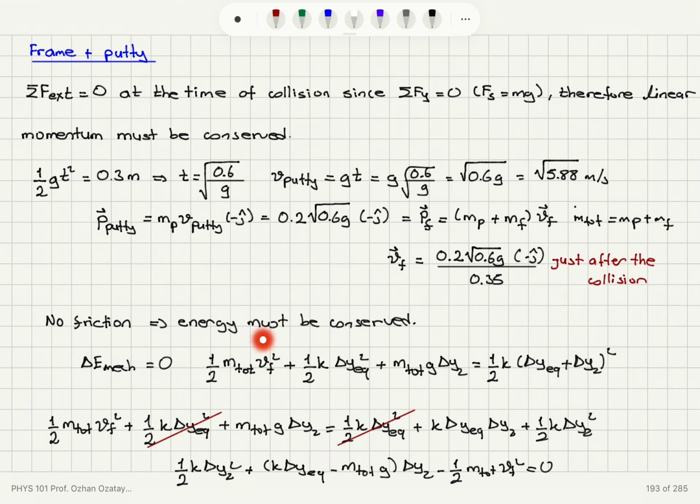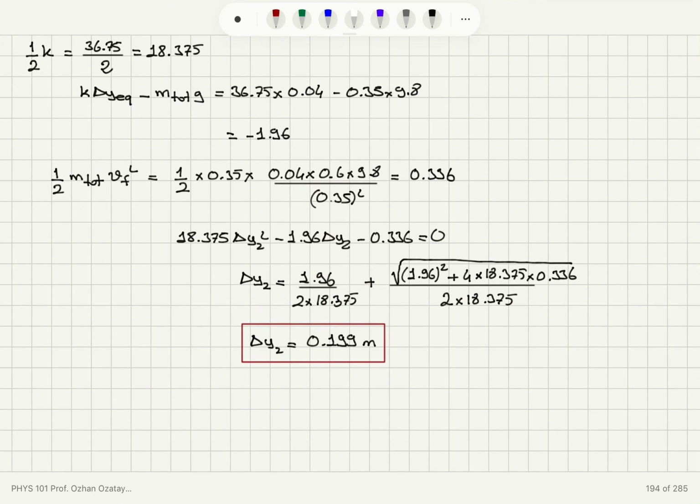The total kinetic energy of the putty and the frame right after the collision, plus the potential energy stored in the spring, 1/2 k delta y equilibrium square, plus the potential energy with respect to the minimum point of the travel, m total g delta y2, must be equal to the final potential energy stored in the spring, 1/2 k (delta y equilibrium plus delta y2) square. So basically we can plug in the numbers and solve this quadratic equation for delta y2 to obtain our additional stretch with respect to the equilibrium position.